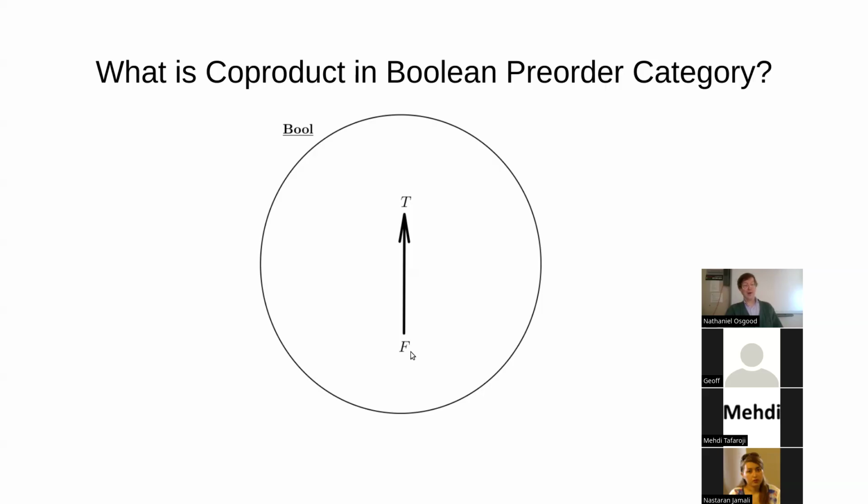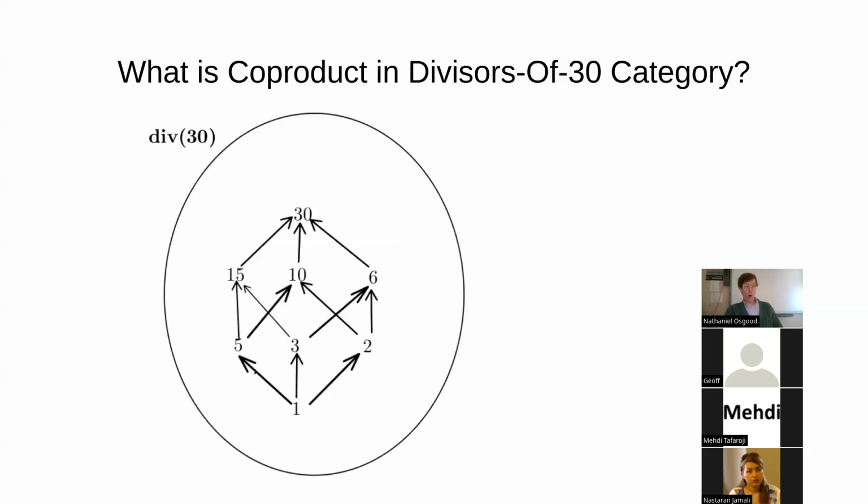Or. Okay, so let's walk through it. So it's the closest downstream object. It's downstream of both, right? So false and false, it would be what? False. Well, there's always a morphism. It has morphisms from F and F. Sure. How about false and true? What thing is downstream of both of them? True. You might think it's false, but no, false is not downstream of true, right? And true and true? True. So the rule is or.